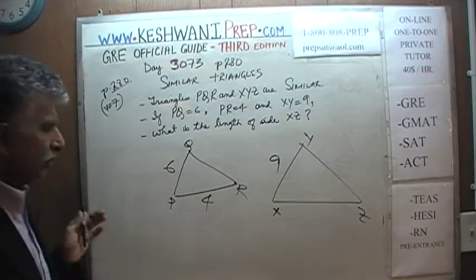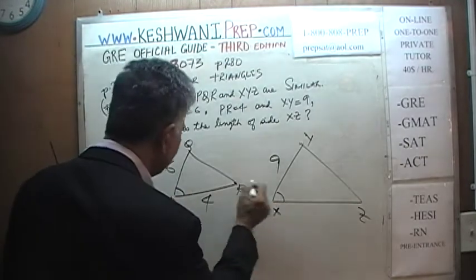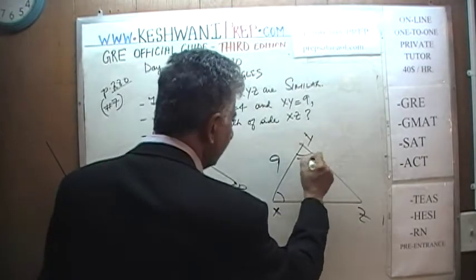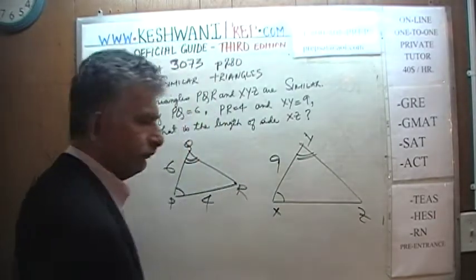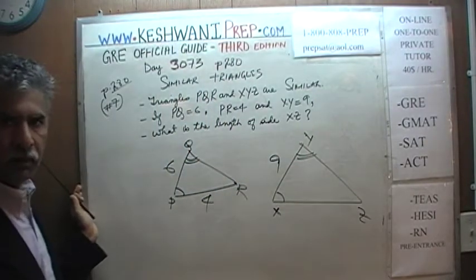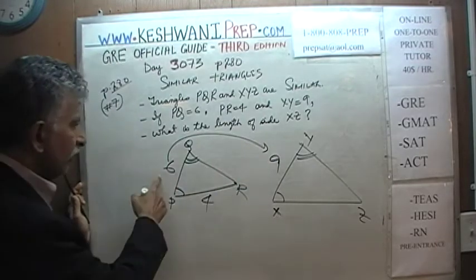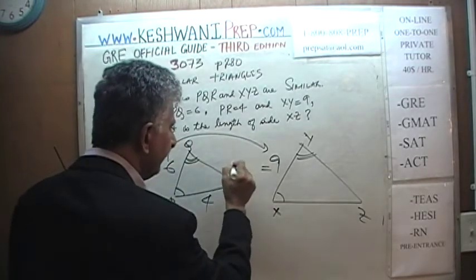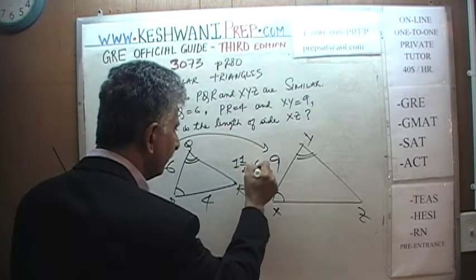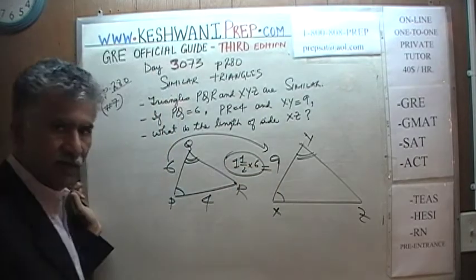They are similar triangles, we are told that, which means this angle equals that angle, this angle equals that angle, and of course the third angle will also be equal. What's the proportion here? It goes from 6 to 9. How do we go from 6 to 9? 9 is simply 1.5 times 6. 1.5 times 6 is 9.